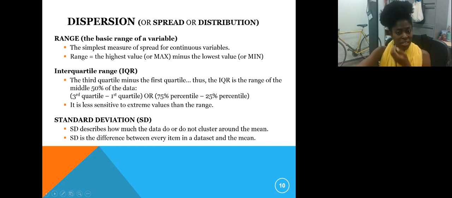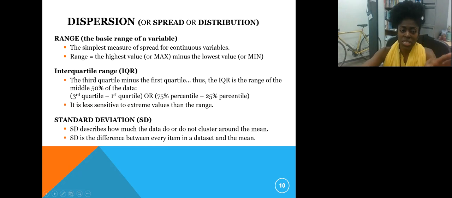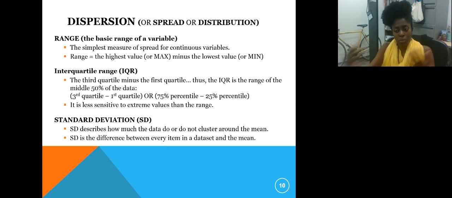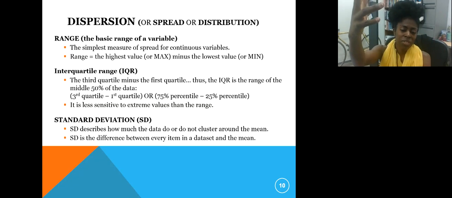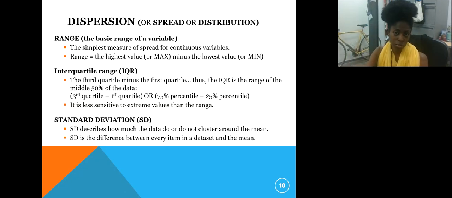The IQR is less sensitive to extreme values than, say, the range, because the range could have an outlier, right? And then we look at standard deviation, which tends to be focused on the mean. The range deals with max and min, the IQR deals with the median, and the standard deviation deals with the mean. It's the weighted mean. So these go from least sophisticated to most sophisticated forms of dispersion, of spread.